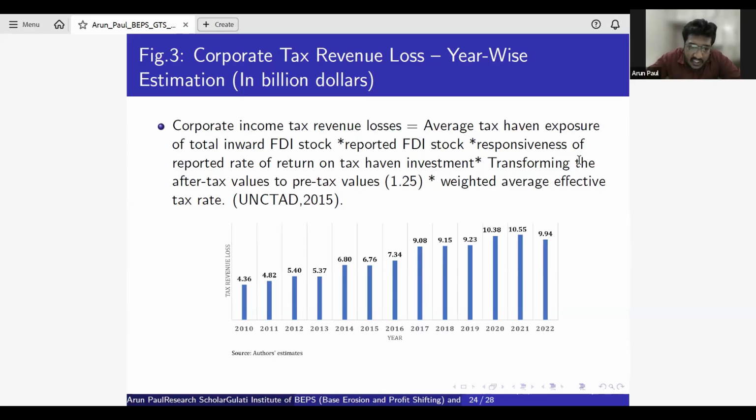So this is the result. In 2010, lower middle income countries in total lost around $4.36 billion, and it reaches the high of $6.76 billion in 2015. So we can divide this result into two: 2010 to 2015, that is the pre-action plan period, and 2015 to 2022, the post-action plan period. So even after the implementation of the action plan, that is 2015, actually the profit shifting loss has not come down or not been curtailed as expected by our policymakers.